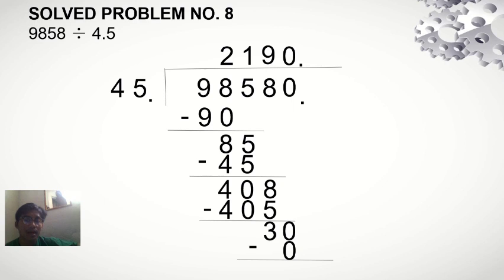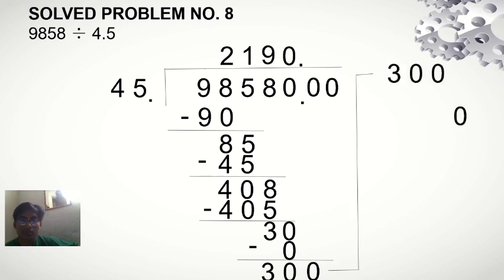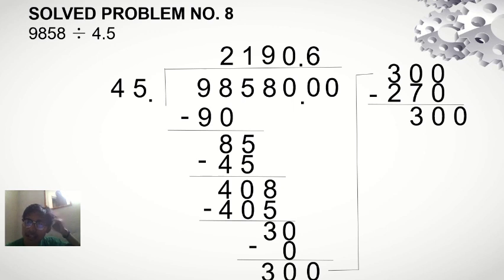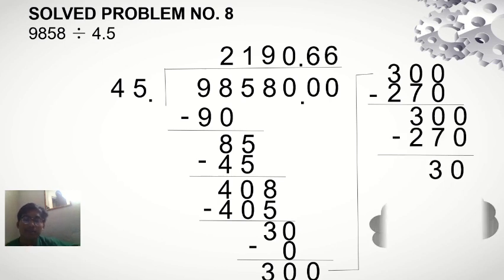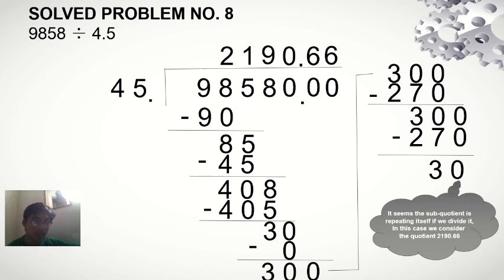Then, minus. Then, meron tayong 300. Ngayon, nag-add ka ng 0. Bring down mo. So, 300 divided by 45 is 6. So, 45 times 6 is 270. And we subtract, 30. Then, nag-bring down ka pa ng 0. Then, ulitin lang natin. Ayun, ano napansin nyo? Naulit lang.